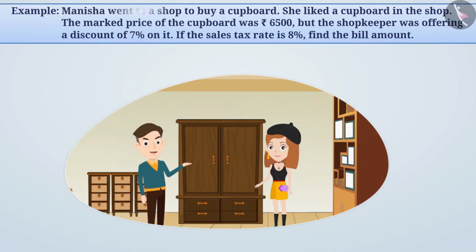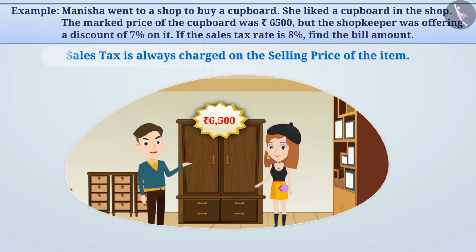Manisha went to a shop to buy a cupboard. She liked a cupboard in the shop. The marked price of the cupboard was 6,500 rupees. But the shopkeeper was offering a discount of 7% on it. If the sales tax rate is 8%, find the bill amount. Keep in mind that sales tax is always charged on the selling price of the item.